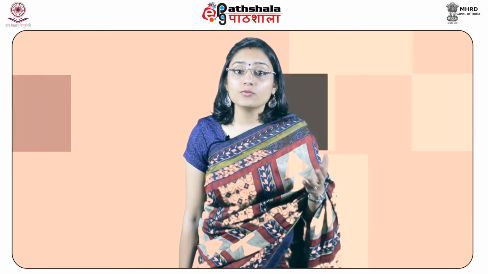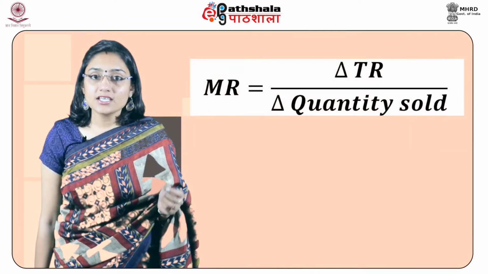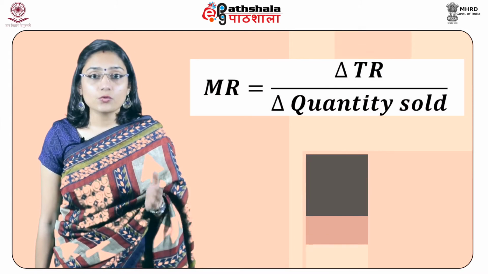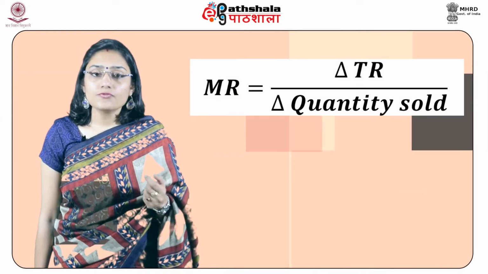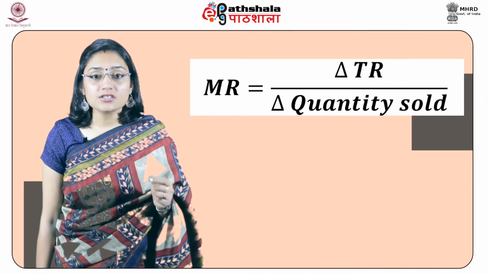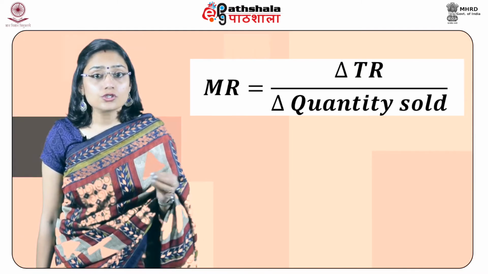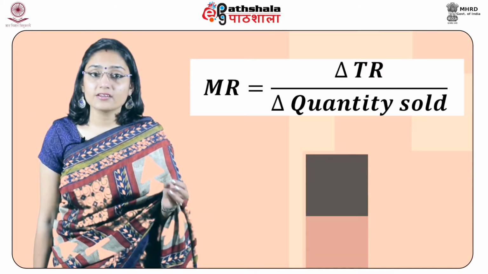Marginal revenue. Marginal revenue is known as the change in the total revenue when a firm tries to sell one more unit of its output in the market. MR equals change in TR divided by change in quantity sold. The above formula suggests that marginal revenue is calculated by dividing the change in the total revenue by the change in the quantity sold by the firm.